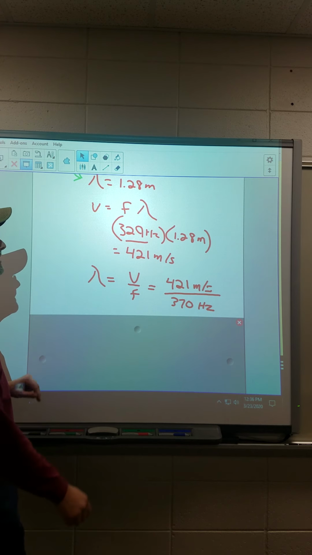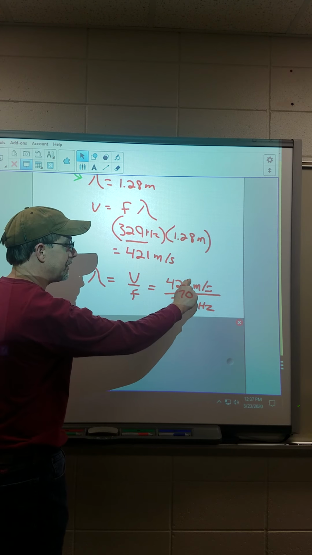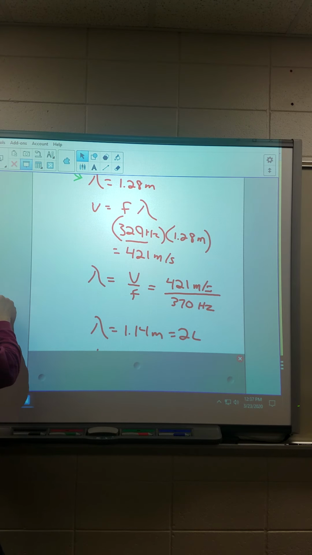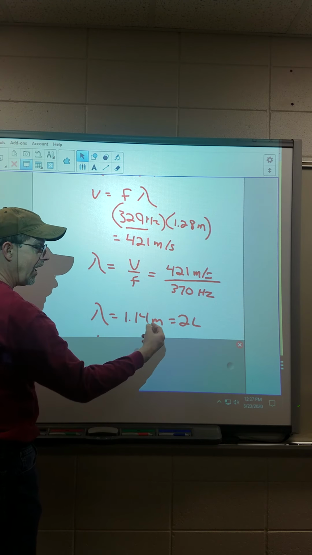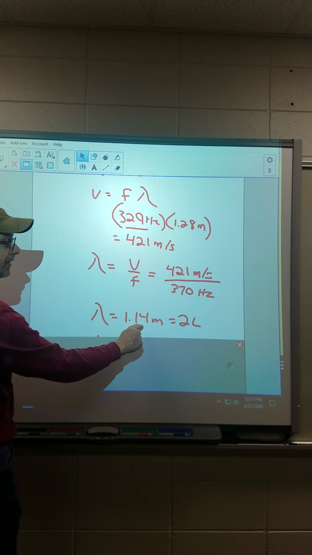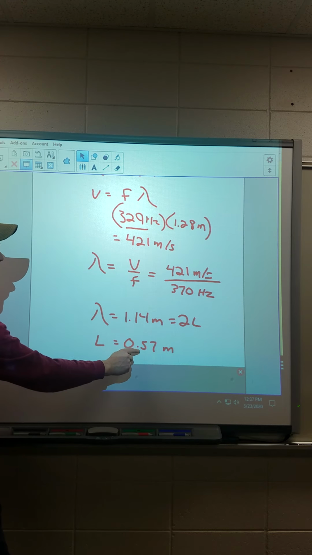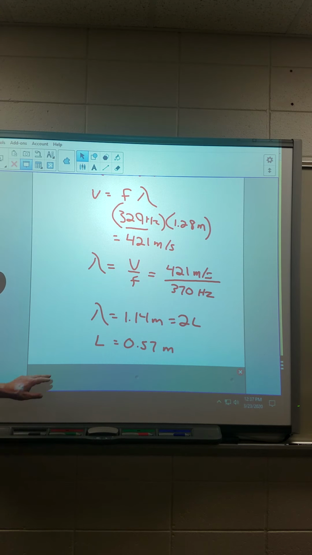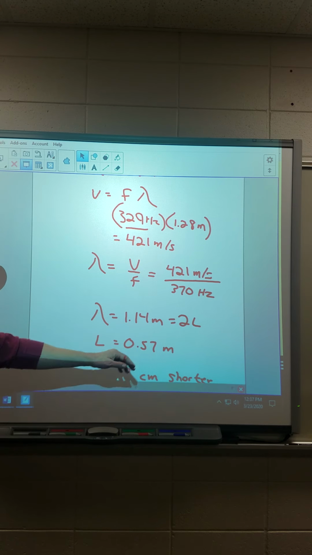So if that's the case, now my frequency, when I've got my finger on that second fret, is 370 hertz. That is going to be my new wavelength, but remember, my wavelength is 2 times that L, that length of the string. I'm calculating 1.14 meters, which means that my actual L is only 0.57 meters. I have moved this guitar string 7 centimeters shorter because I started with that string being 64 centimeters long.